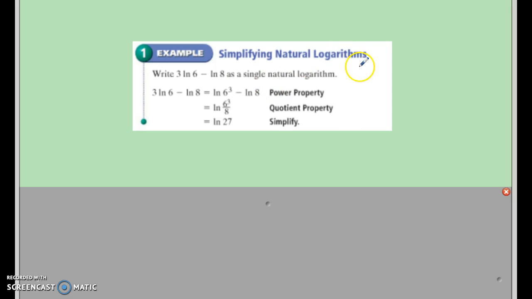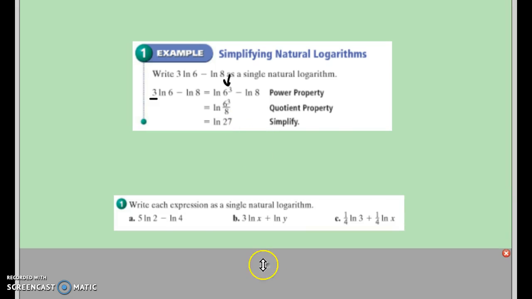So here's example 1. We're going to be simplifying natural logs. I want to take this expression, 3 natural log 6 minus natural log 8, as a single natural log. So I use the same log properties that I used for my common logs and my other logs. First I see I have something out front that I don't like. I want to turn that into an exponent, so it goes right there. Now that I don't have anything in front, since I'm subtracting, I can go ahead and divide. When I do this, 6 cubed divided by 8, I get 27. So that is my natural log written as a single logarithm. Here are a couple problems that I want you to try on your own.